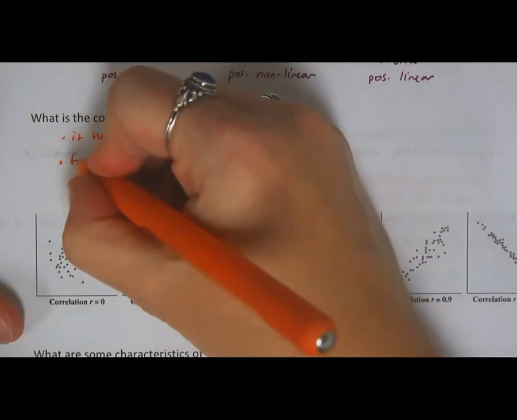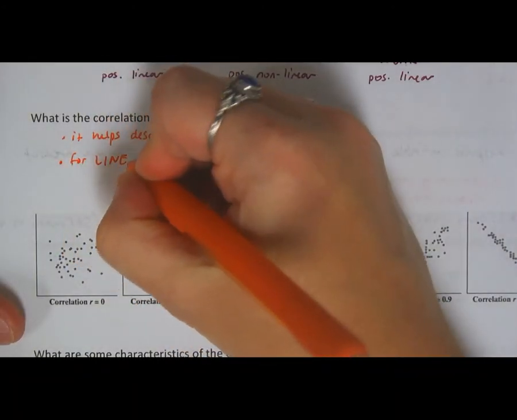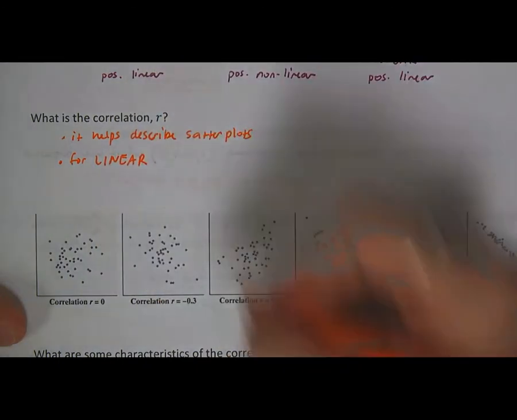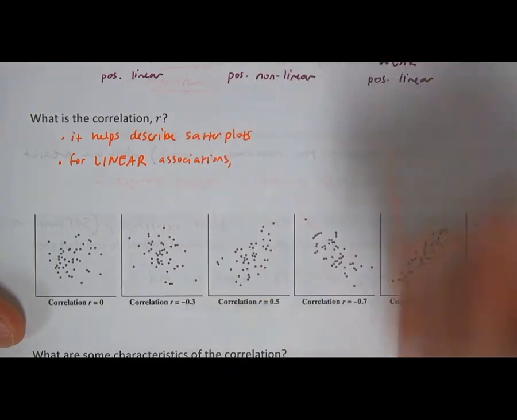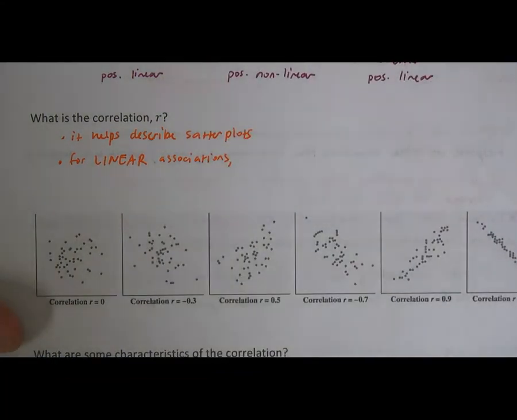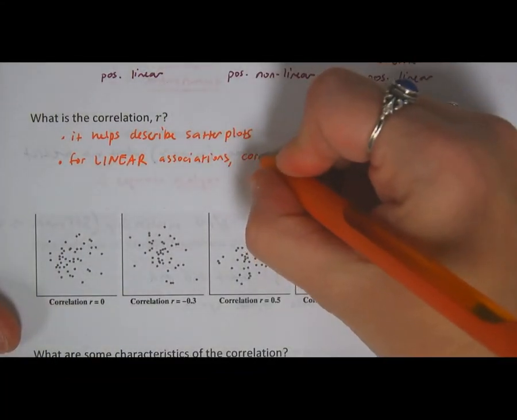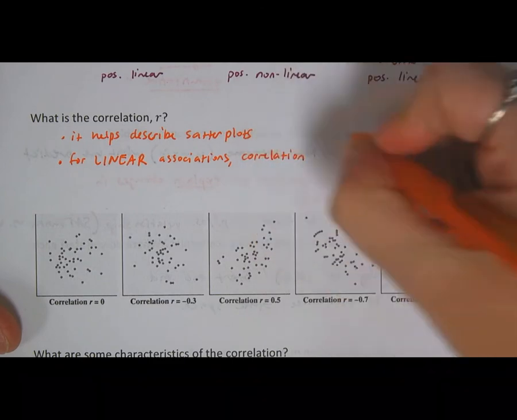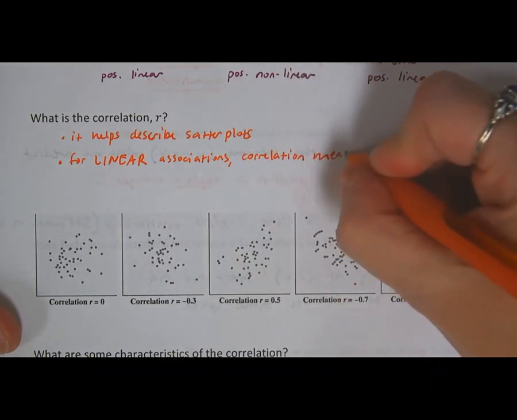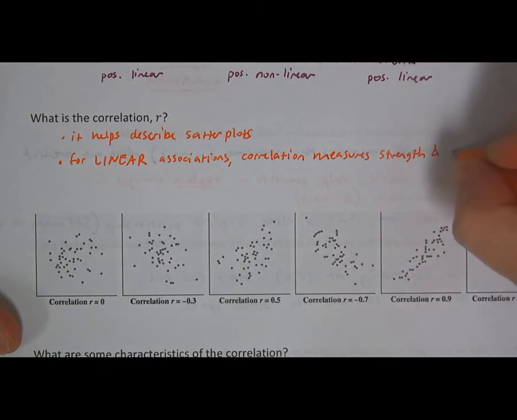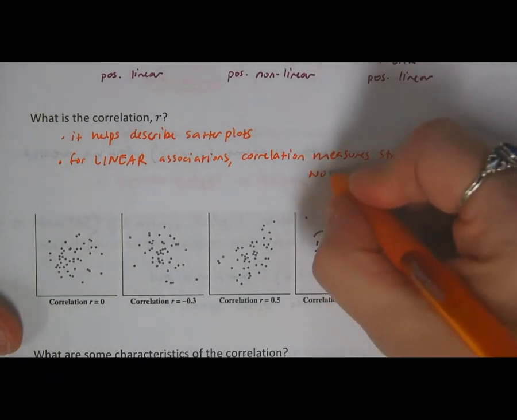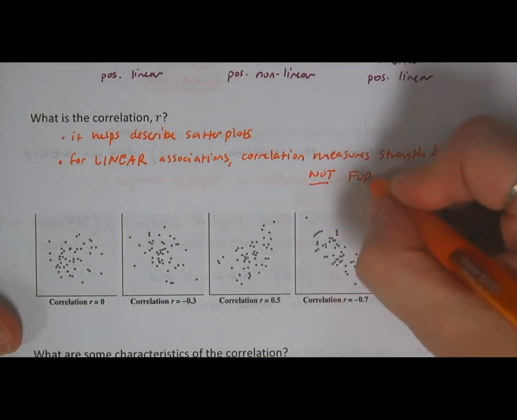For linear associations, correlation measures strength and direction. R will tell you about strength and direction, but it will not tell you about form.